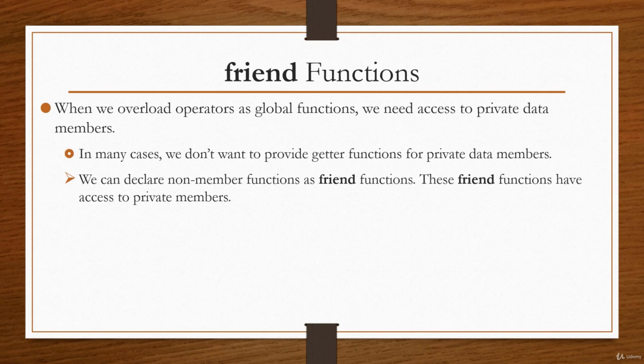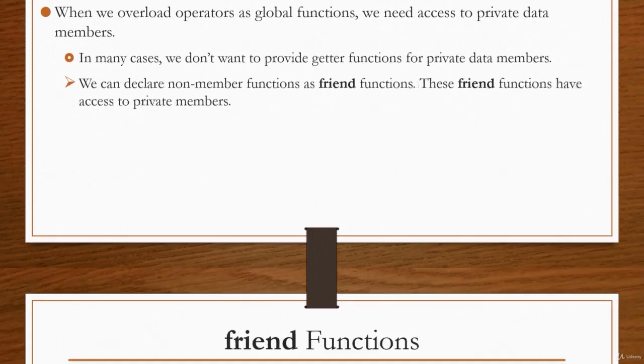And as I talked about in previous lectures, we don't necessarily want to provide getter functions for all of our private members. So what we can do is declare non-member functions as friend functions, and then those friend functions have access to private members. We'll start with friend functions, and later on in the video we'll talk about friend classes as well.